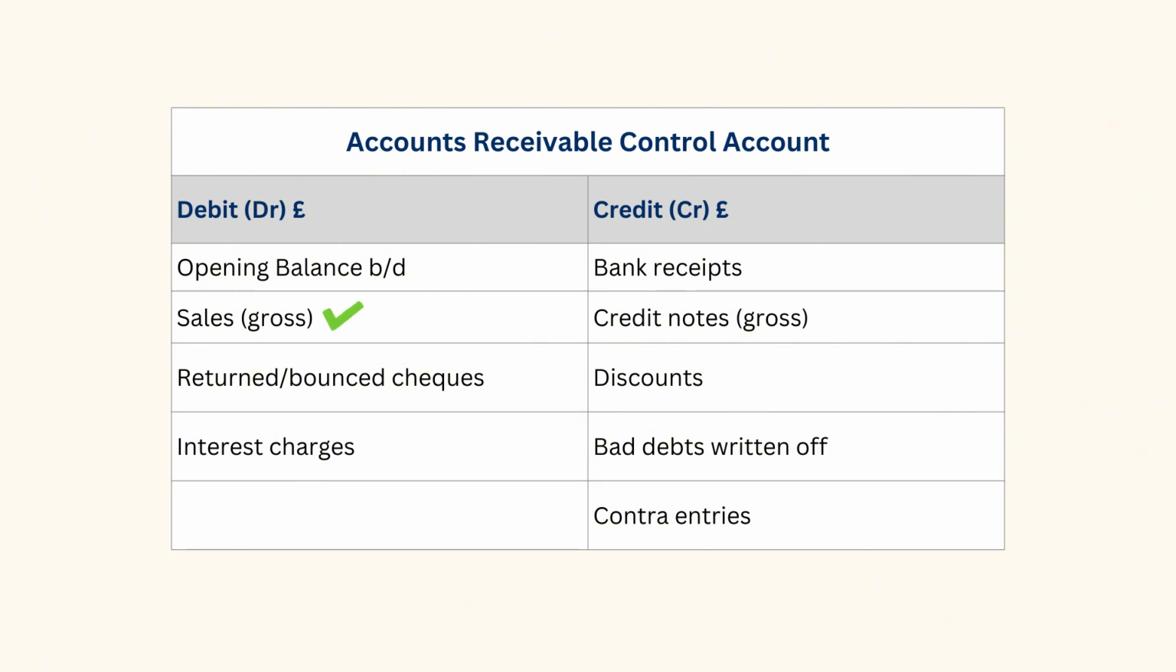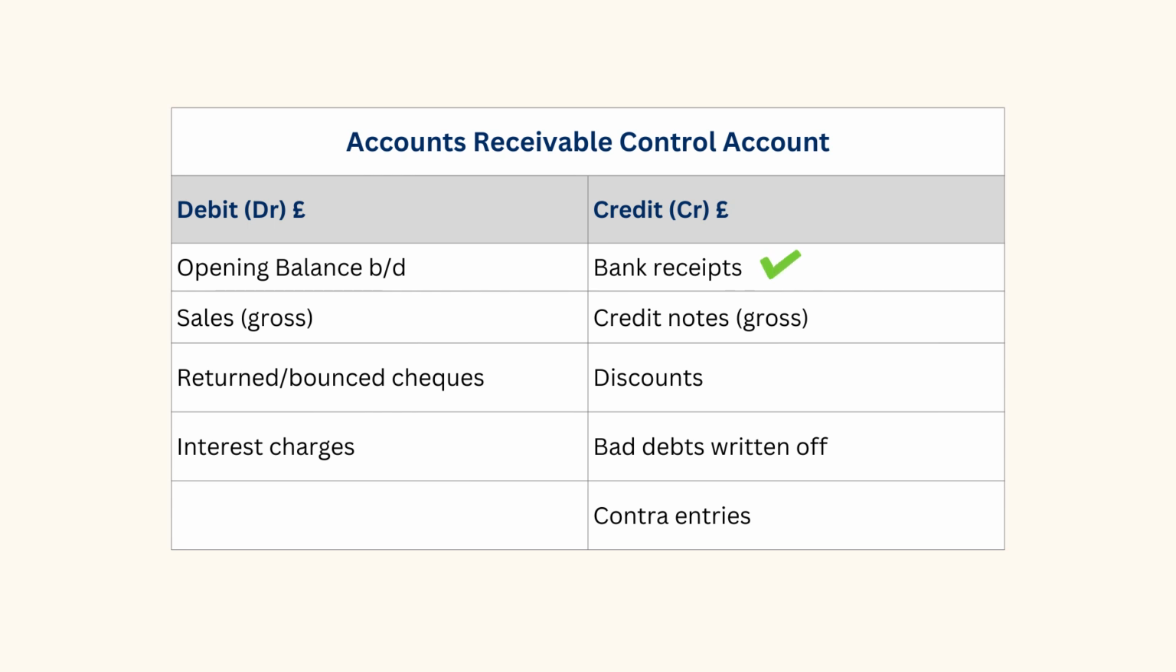Any credit sales increase what customers owe. A sale on credit always goes on the debit side of the receivables control account. Returned or bounced cheques: if a customer pays but the cheque bounces, the payment they made was never actually received, so we need to add the amount back to what they owe. If a customer is charged interest for late payment, that interest becomes additional money they owe, so it goes on the debit side.